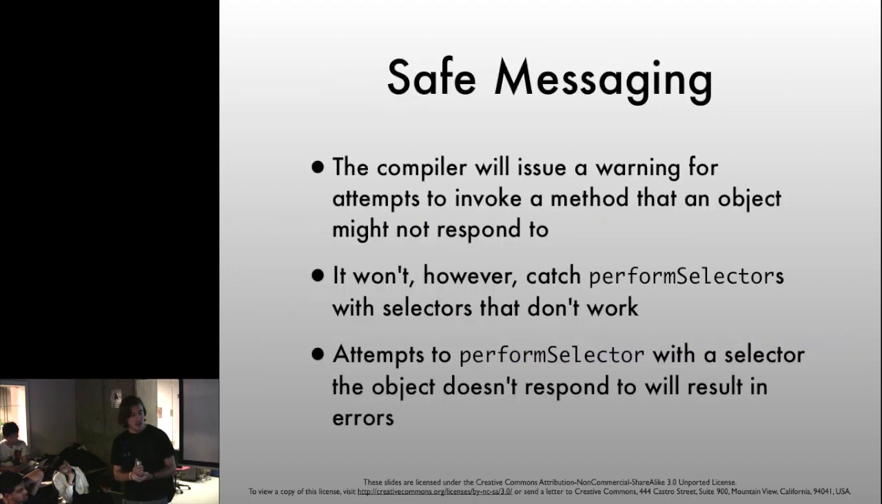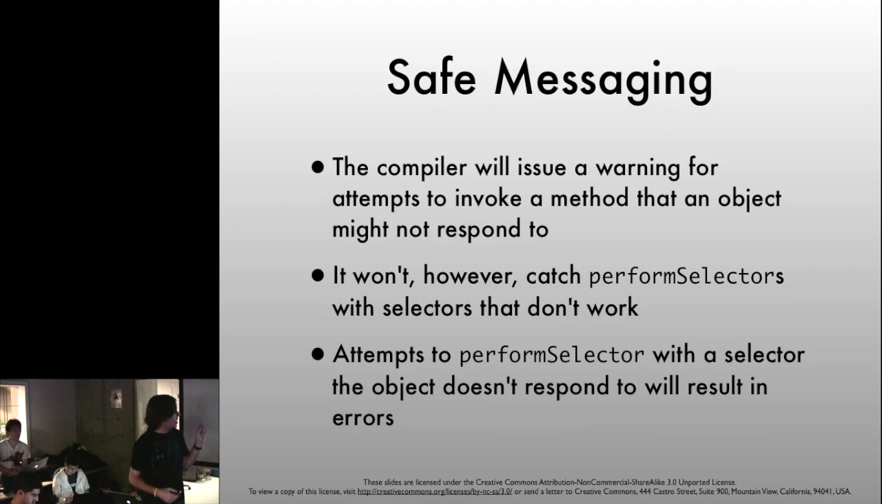One other benefit of using, for example, performSelector is that it allows you to do safe messaging. The compiler will automatically generate a warning if you attempt to call a method that an object might not respond to. Note that in Objective-C that's a warning, not an error, because it's possible that the object will respond to that method. It can't determine that until runtime because all method dispatch is done at runtime. So it can't issue an error, it can only issue a warning saying, hey, this object might not listen to this method, but try it if you want.